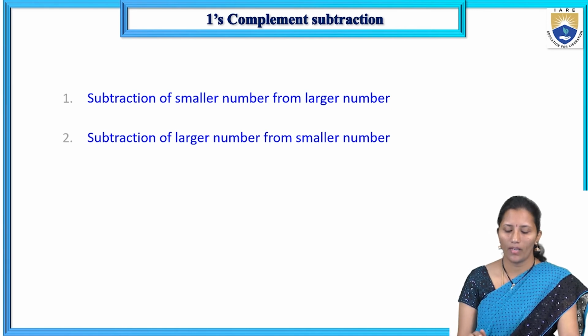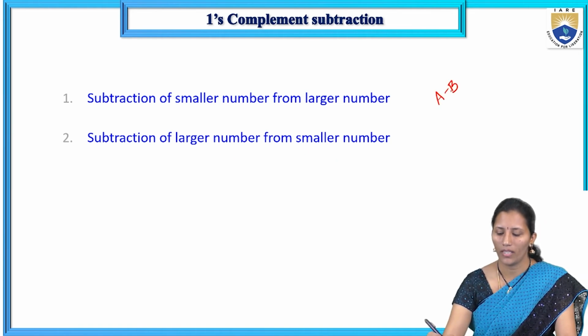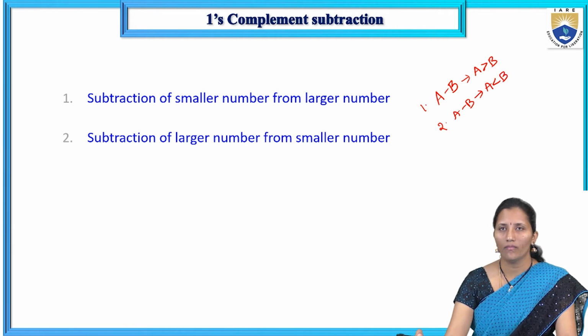Next, subtraction of a smaller number from a larger one. Here we have to perform 1's complement subtraction. We have two types of subtractions: subtraction of a smaller number from the larger number, and subtraction of a larger number from the smaller number. Suppose we want to perform A minus B. The first case is A greater than B. The second case is A minus B where A is less than B, by using the 1's complement method.